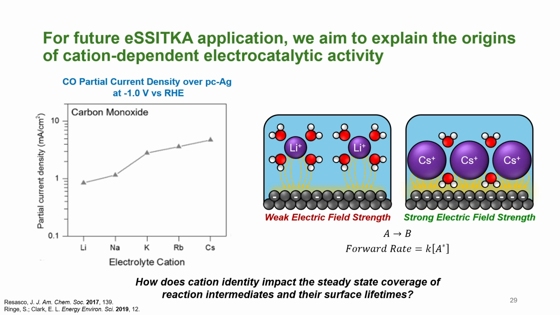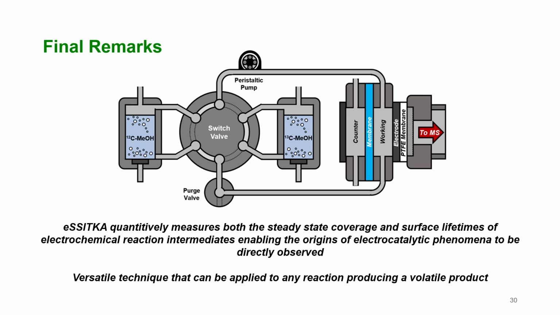But if we do experiments in solutions of different cations, like an isotopic switch in one cation, and then another experiment where we do an isotopic switch in the presence of a different cation, we can compare our coverages and our lifetimes and understand if there's a mix of both contributing to this enhancement, or the coverages are going up, or the lifetimes are going down, and so forth. I would like to reiterate that Sitka quantitatively measures our coverages and our lifetimes, and this really elucidates electrocatalytic phenomena. This is a very versatile technique that can be applied to any reaction that produces a volatile product. It won't necessarily be easy, but it's definitely achievable.